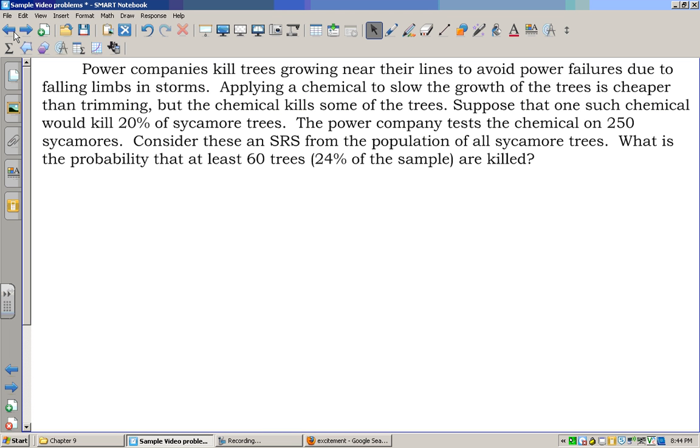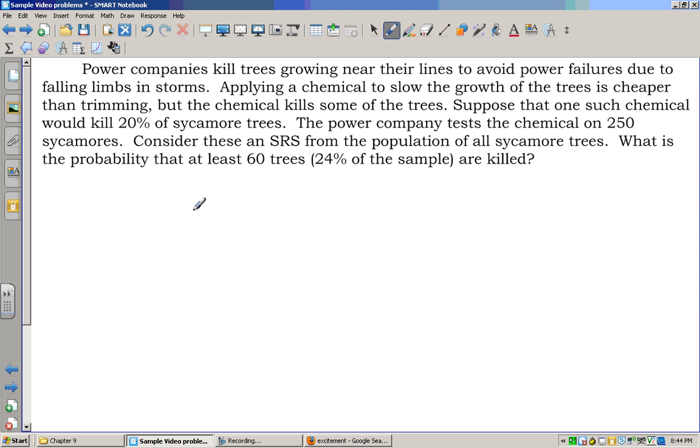Suppose that one such chemical would kill 20% of sycamore trees. The power company tests the chemical on 250 sycamores. You can consider these a simple random sample from the population of all sycamore trees. What is the probability that at least 60 trees, 24% of the sample, are killed?